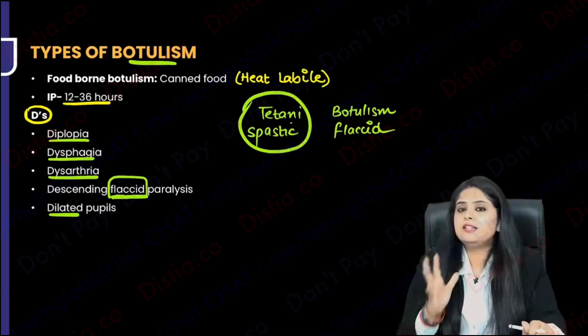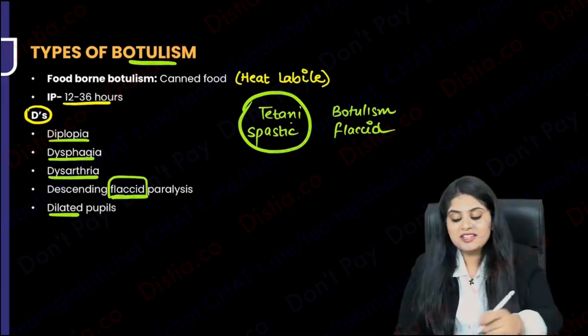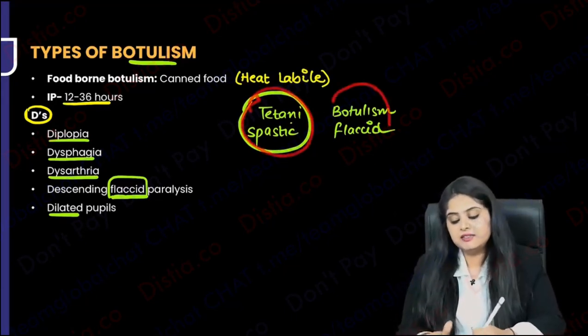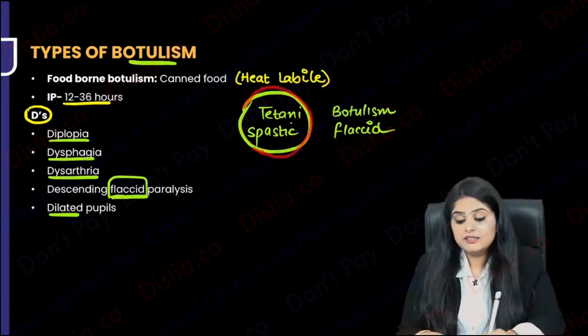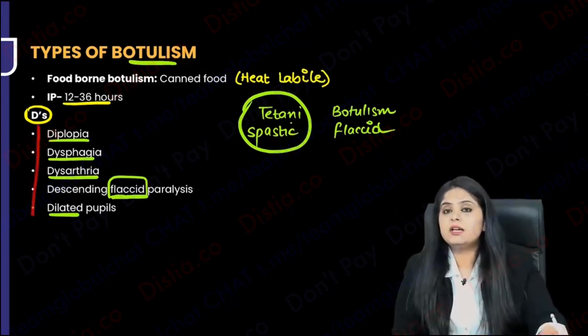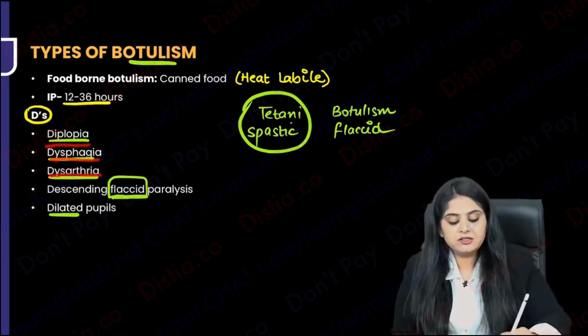Tension में you're like अरे please याद आ जाए. That kind of a reaction you have, है ना? तो tension में everything is undergoing spasm. Right? And the other one becomes flaccid. So tetanus is about muscle spasms and botulism is about flaccid. And you have diplopia, then you have dysphagia, dysarthria, descending flaccid paralysis and dilated pupil.